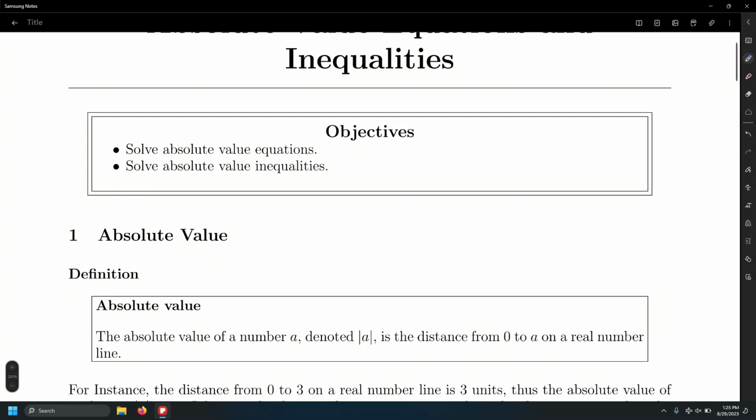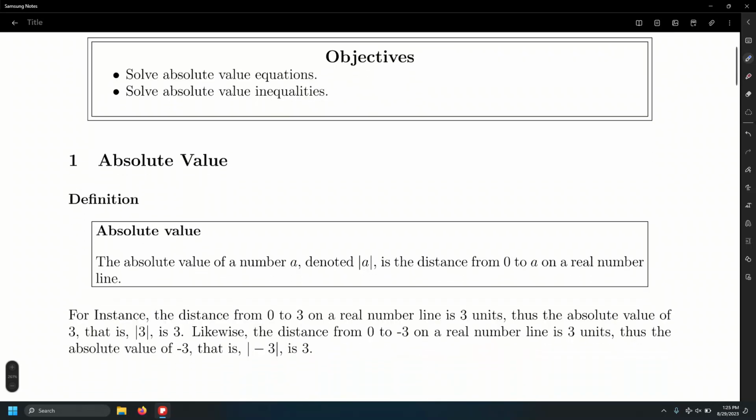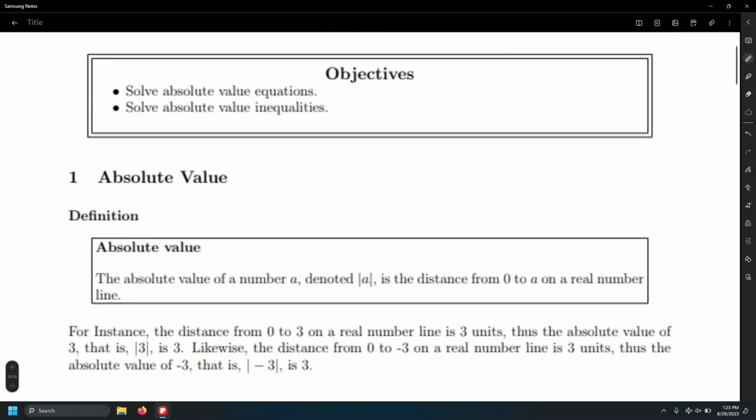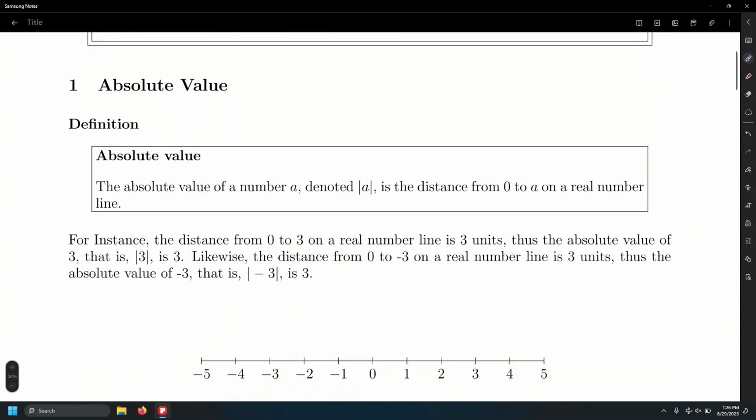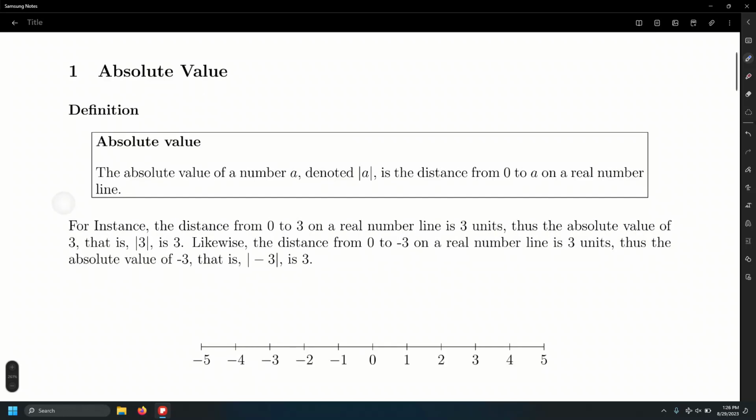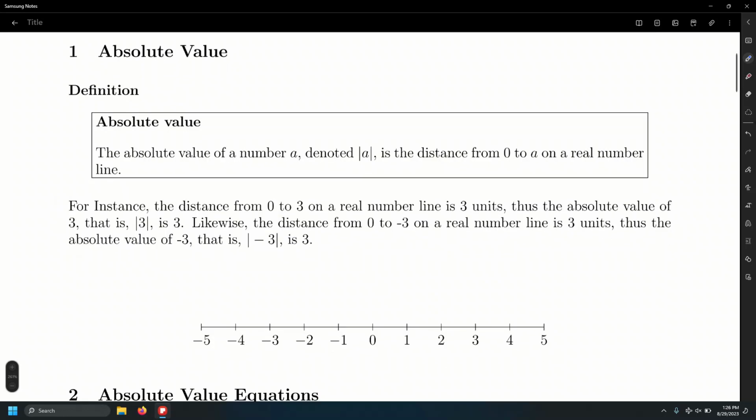Absolute value of negative 3 is positive 3. Absolute value of negative 7 is positive 7. Absolute value of 1 is positive 1. So regardless of what you have inside, it's always positive. However, it is the definition that we really need to understand, because that's going to come back later when we describe certain ideas in trigonometry.